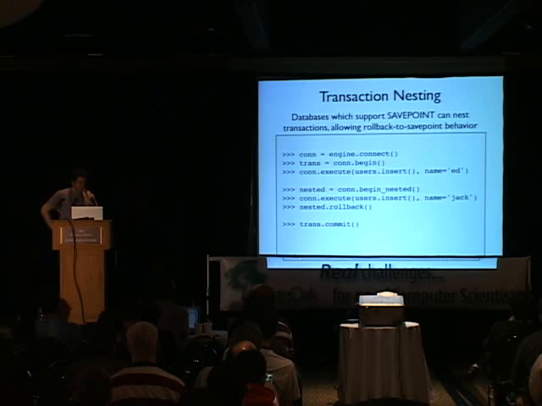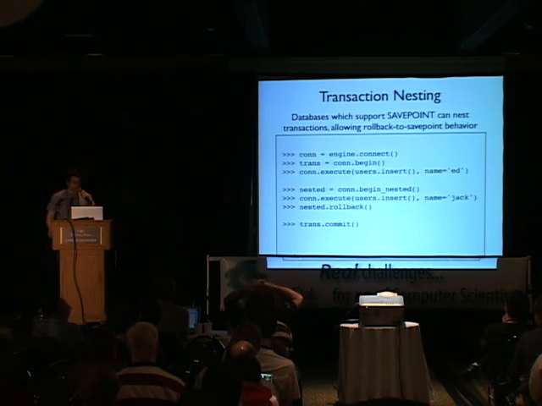Transaction nesting, this is basically a wrapper for a feature that some databases support called save point. If you're in a transaction, you can set a save point, which will kind of give you a little marker that you can roll back to just part of the transaction. So we call this a nested transaction.